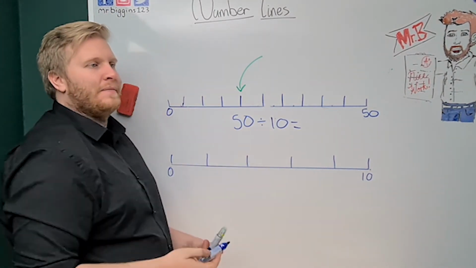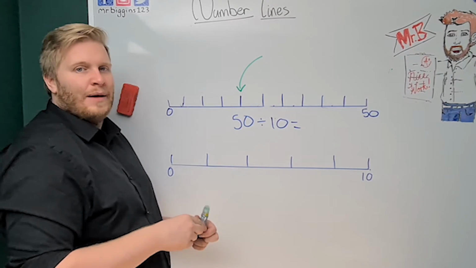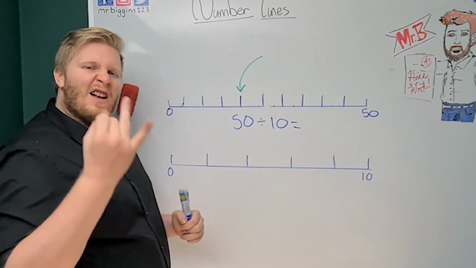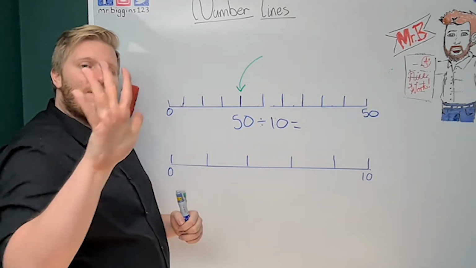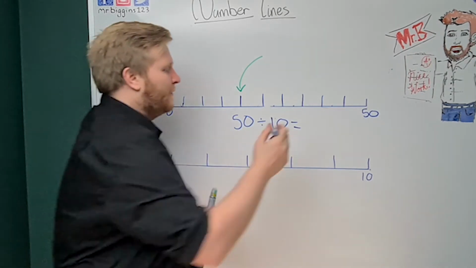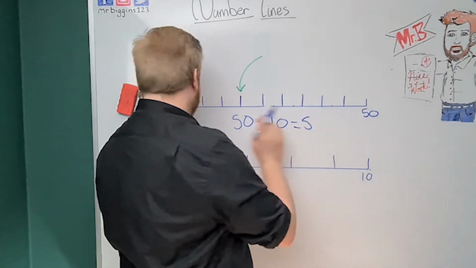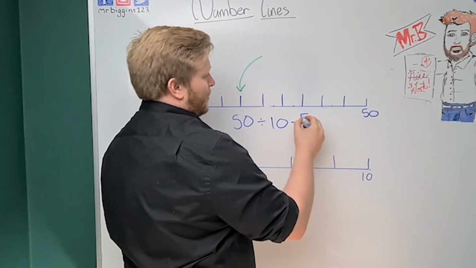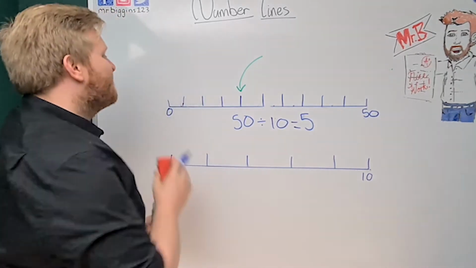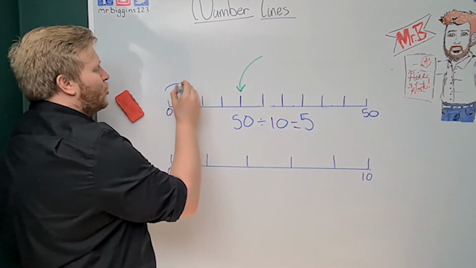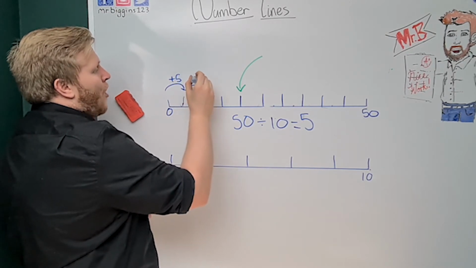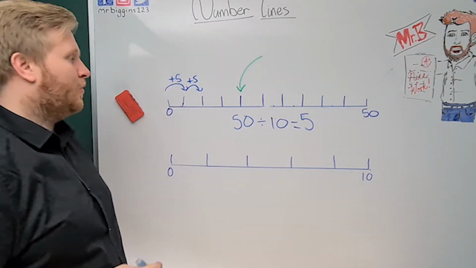10s are in 50. So I either know my 10 times table, or I could count up in 10s. 10, 20, 30, 40, 50. There are 5. So my answer is 5. 5, Mr. B, not S. I have to tell myself sometimes. 5. So I know that each jump on this one is going to be plus 5 rather than plus 10.